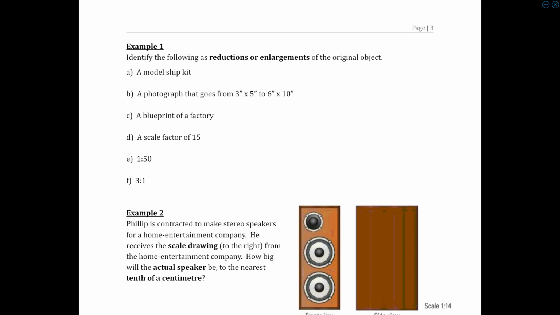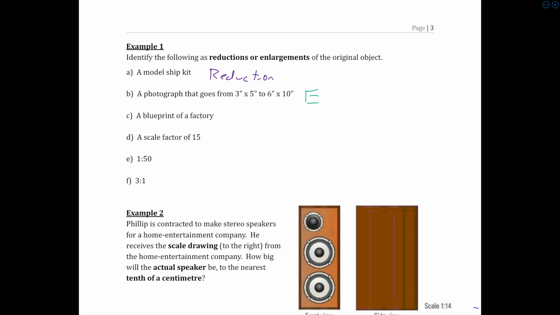So first of all, a model ship kit, is that bigger or smaller than the real ship? Smaller. Okay, so that's a reduction. So you know what, this photograph going from a 3x5 up to a 6x10? Enlargement. I have found in my experience teaching, when I ask people to do reduction or enlargement, I very quickly get either R or E. Fine, whatever. You lazy, no problem.